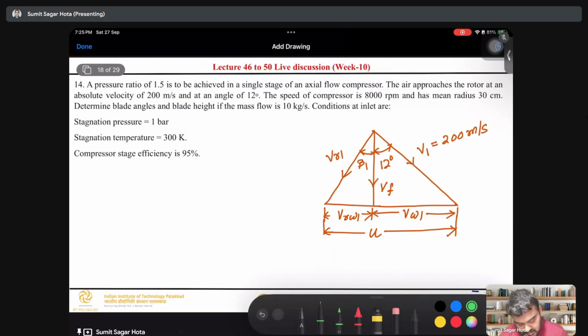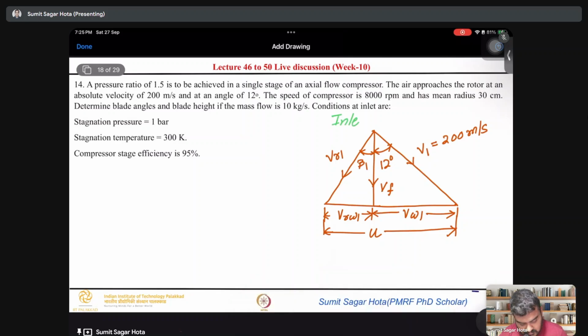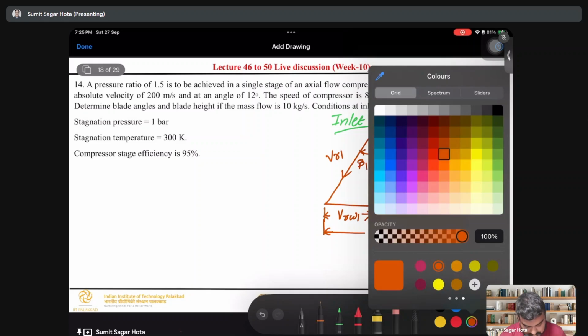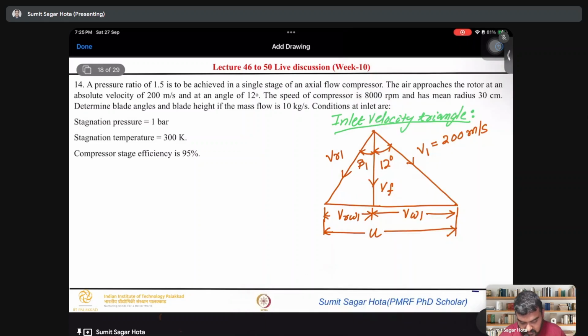So this is your inlet velocity triangle. Okay. So let's write down what are the things given and we just need to solve accordingly. Let's find out the blade speed.